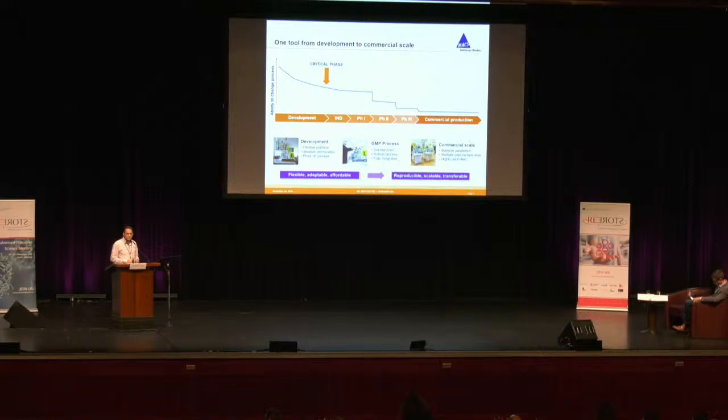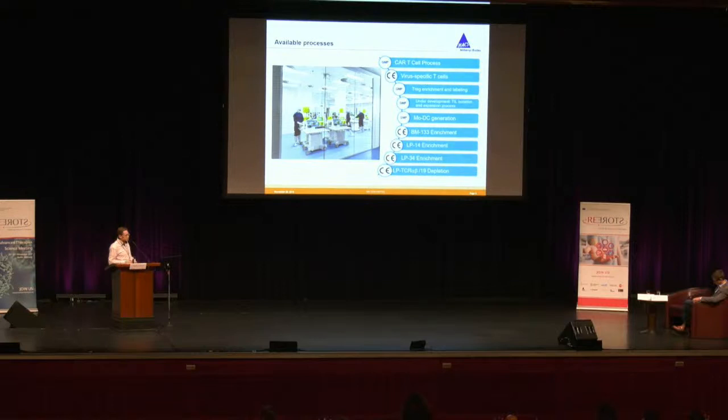This means you don't have these surprises going from your manual process to your automated process later on. So we've worked very hard on a multitude of processes and rolled those out over the years. You see some of the processes that we're working on. Of course, generating CAR T cells, which I'll speak more about in a minute. We can also make virus-specific T cells, Treg enrichment. We're working on TILs, dendritic cells, stem cells, etc. This shows you that one platform can actually be used for many different purposes.